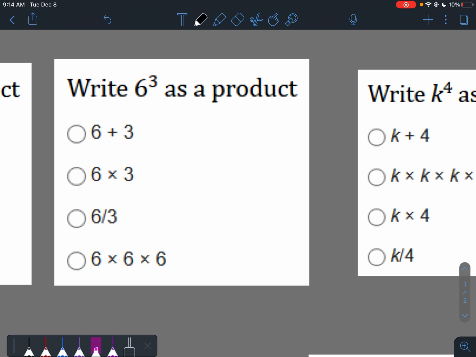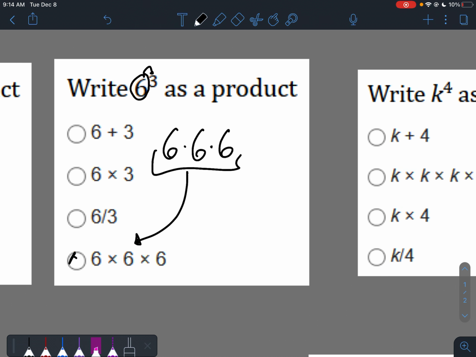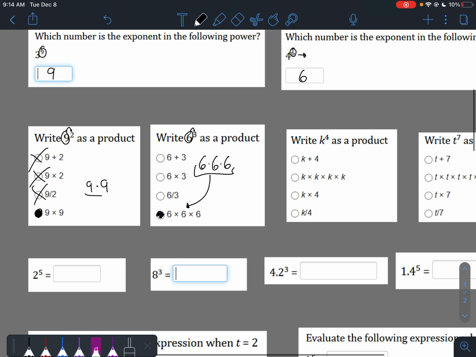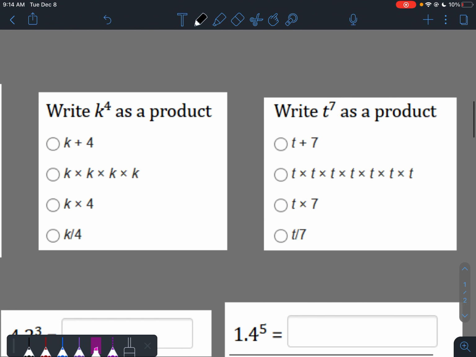Write 6 to the third as a product. So 6 is going to be written 3 times. So it's going to be 6 times 6 times 6, which is going to end up landing us at this one down here again. Write k to the fourth as a product.